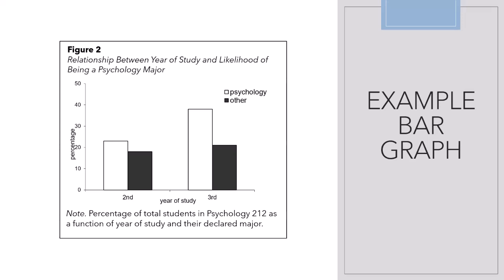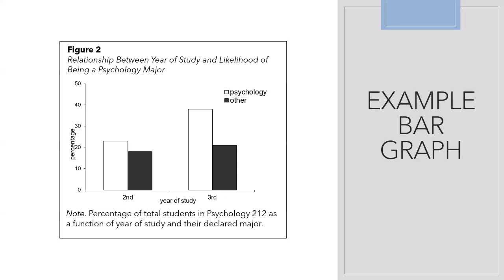Again, here you should note that you can present two independent variables at once with bar graphs. In this case, one of them is on a nominal scale, which is a major at university, either a psych major or another type of major. And one is on an interval scale, which is year of study seen on the x-axis, either second or third year. The dependent variable on the y-axis is a percentage, which is on a ratio scale.